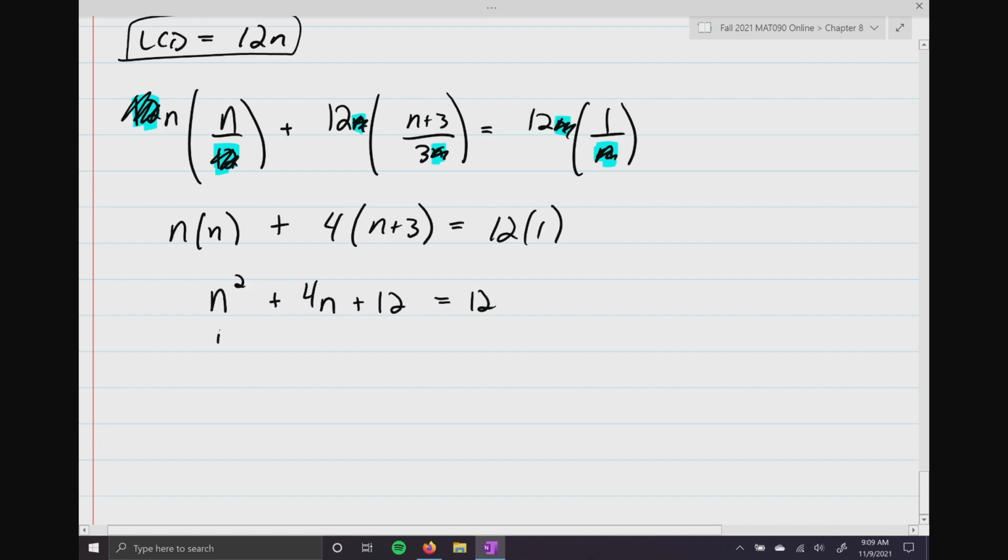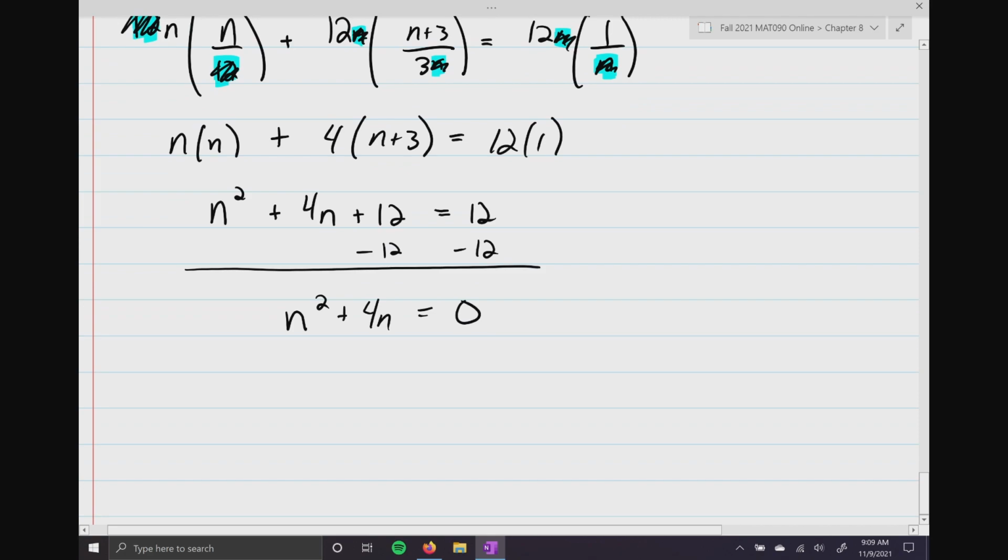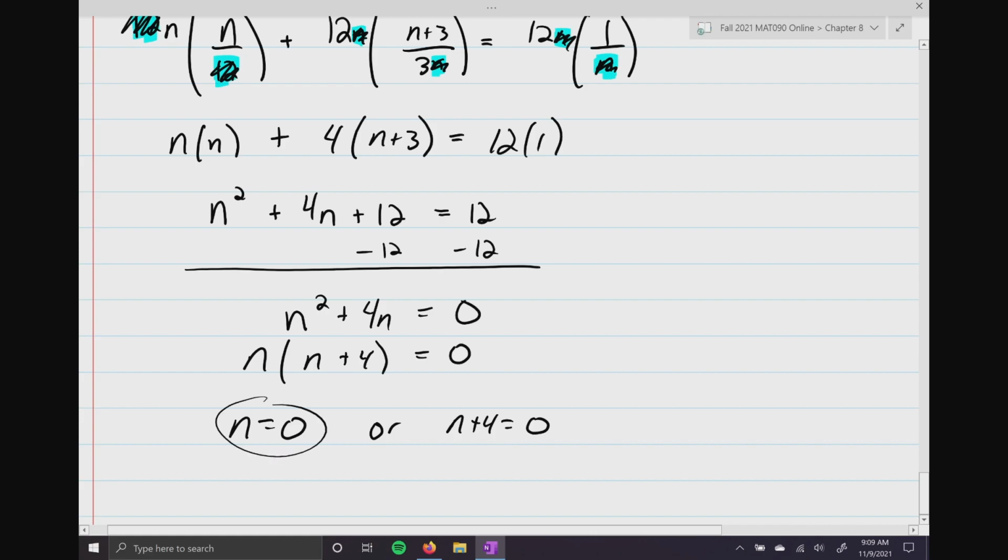So notice here, that's my quadratic term. So I know my technique changes. I need to set this equation equal to 0. So I will subtract 12 from both sides. And now I need to factor. Well, in this case, we do have a GCF. It's the letter n, so I'll factor out an n. And now I have two solutions, n equals 0 or n plus 4 equals 0. The n equals 0 is already solved for. That's good. The other one, I just need to subtract 4 from both sides to give me n equals negative 4.